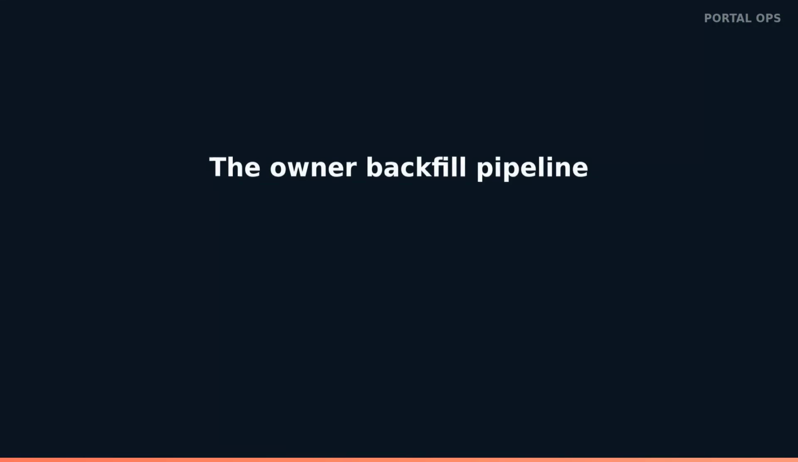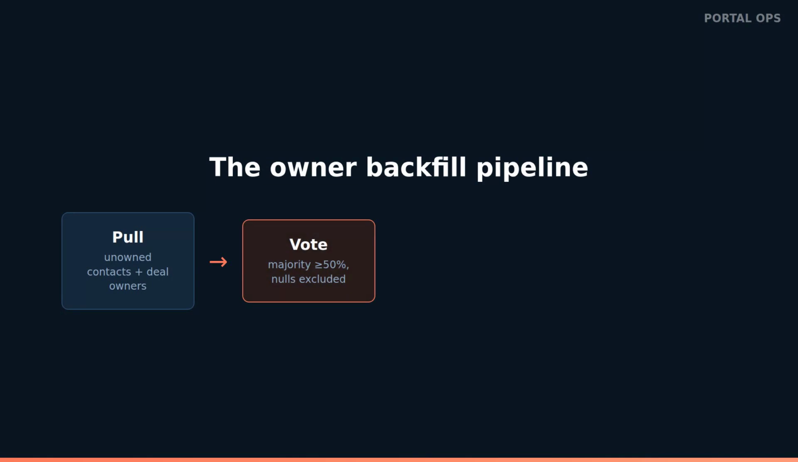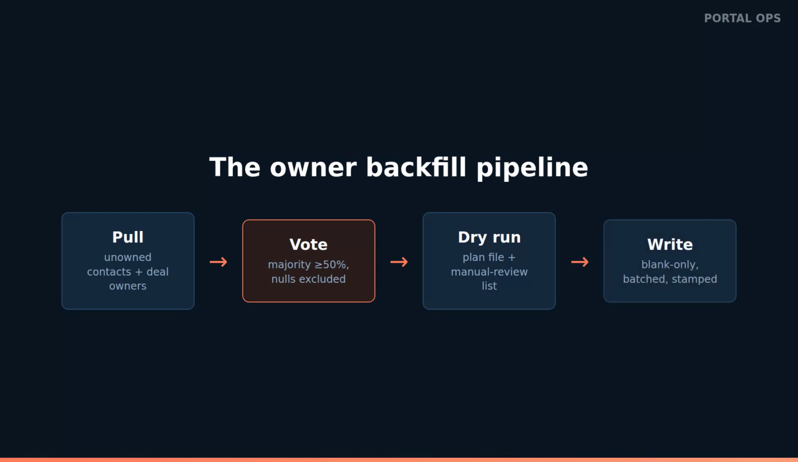The whole pipeline on one slide. Pull unowned contacts and the owners of their deals. Vote with a real majority threshold and nulls excluded. Dry run to a plan file, with the ambiguous cases split out for a human. Then write blank only, in batches, with a reason stamped on every record. The same skeleton backfills almost any property from associated records: company industry from contacts, deal source from the first contact. You just swap what's being voted on. That's the backfill. A third of your database just became routable again, and nothing a human set got touched.